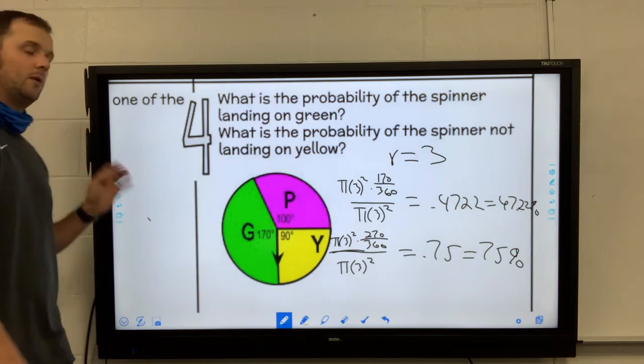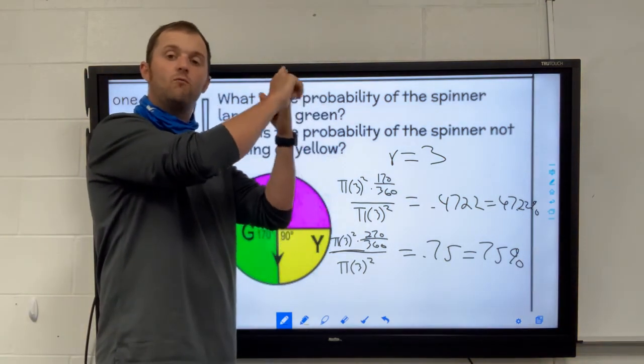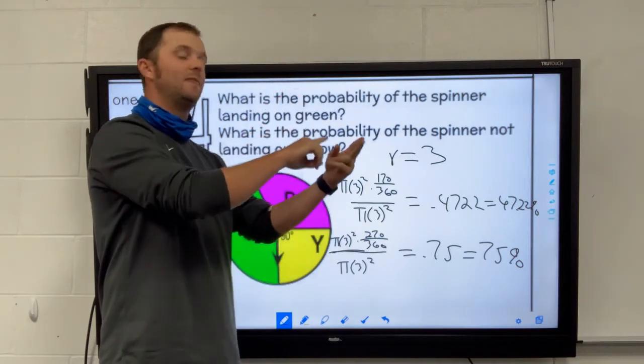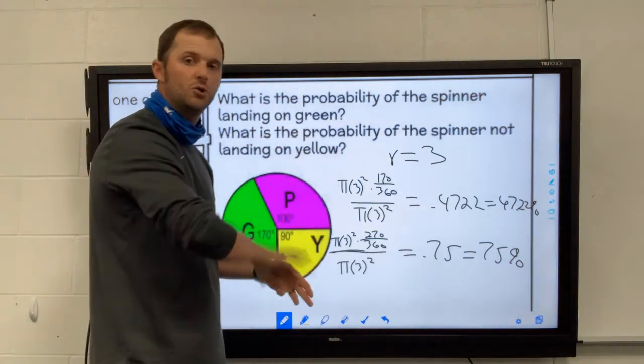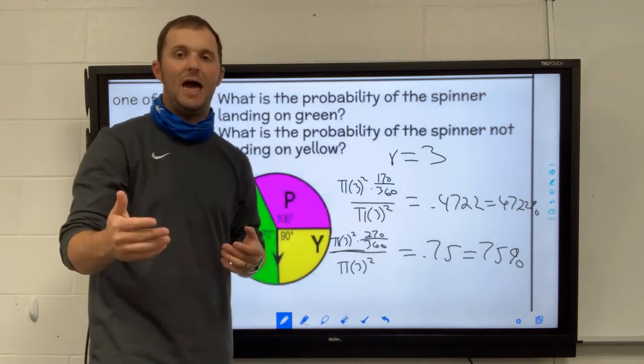So remember, you want to make sure you do what you want on top, so the total area of what you want on top, and then the total area of the whole shape on bottom. And when you divide that, it's going to end up giving you the probability of that happening, okay?